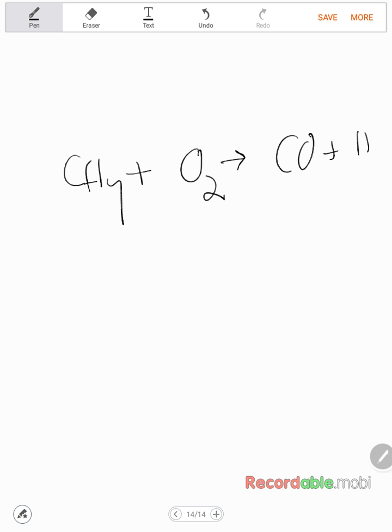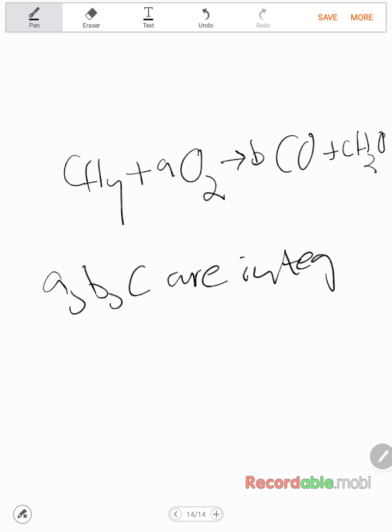And the only difference is, let's say they have CH4 plus O2, and it gives you carbon monoxide plus water, the same example we had. And then he puts A, B, and C, and he tells you A, B, and C are integers. Okay, find them.